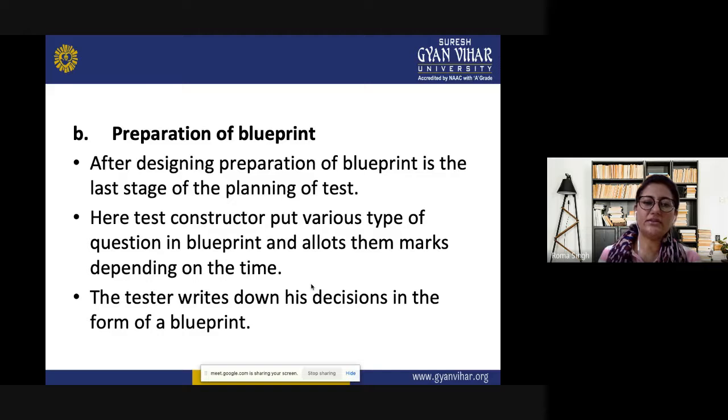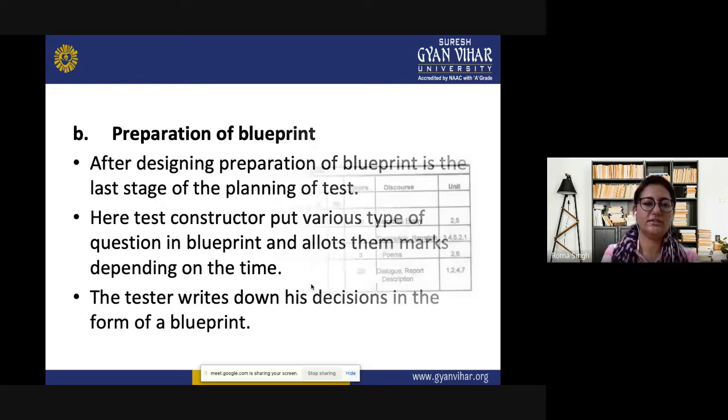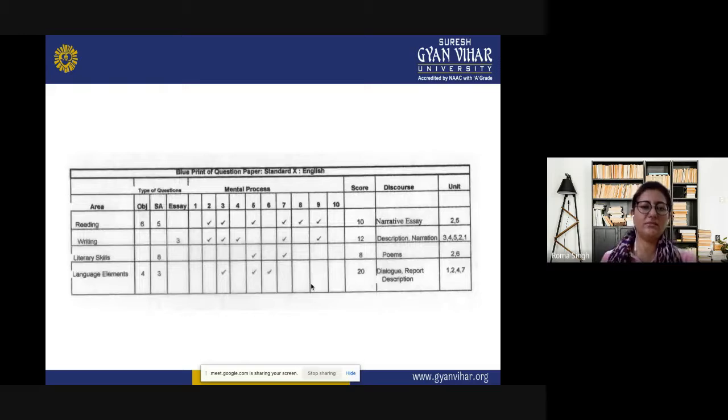So here the tester writes down his decisions in the form of a blueprint. On the basis of that outline only, he will pursue further steps. So this can be an example for the blueprint. Different universities and different teacher training institutions follow different procedures for blueprint. But here we are clear about the areas which we have to cover, what objectives will be covered, what type of questions will be covered, and how many marks will be given to every area.